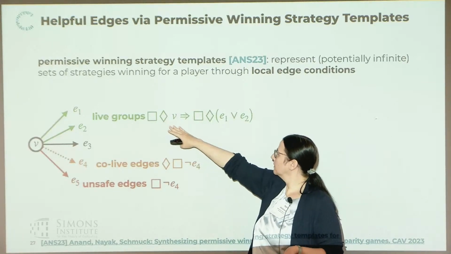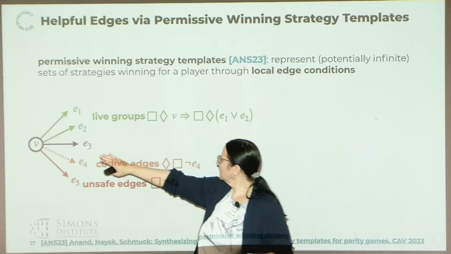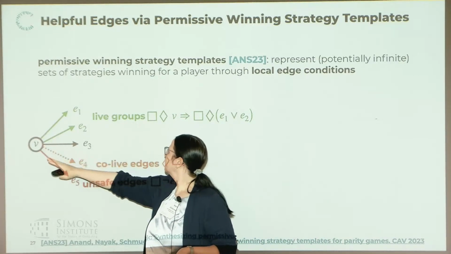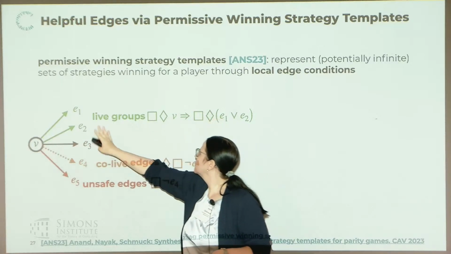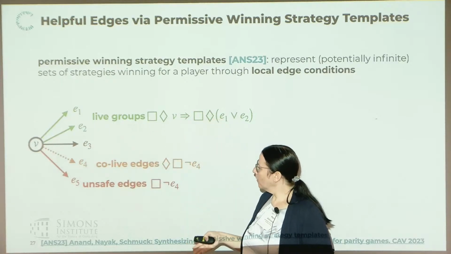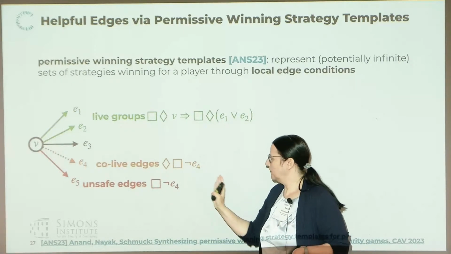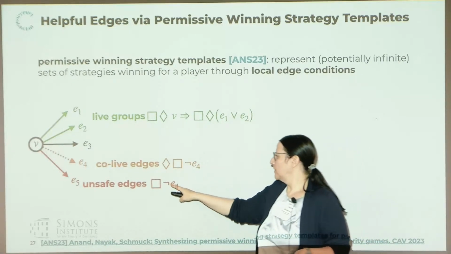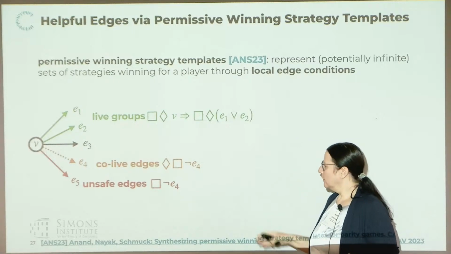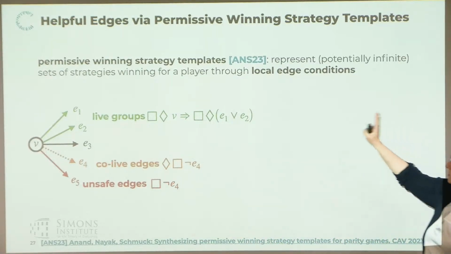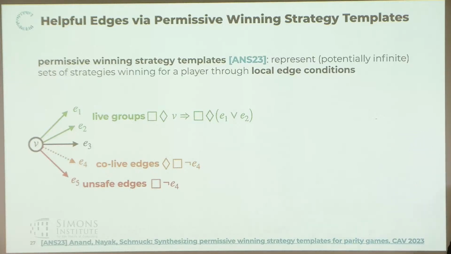So for every live group, if the source vertex is visited infinitely often, then some of these edges should be taken infinitely often. For the co-live edges, they should be taken only finitely many times. And the unsafe edges are the ones that take you out of the winning region, and they should never be taken.